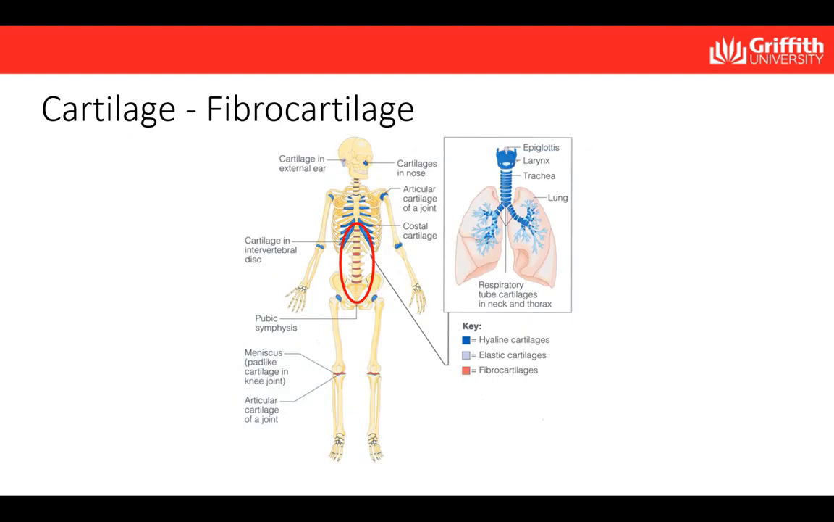And the following diagram shows that. So it shows the location of fibrocartilage, such as those intervertebral discs and the spongy cartilage of the knee.